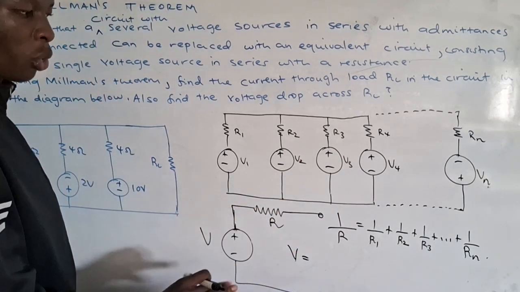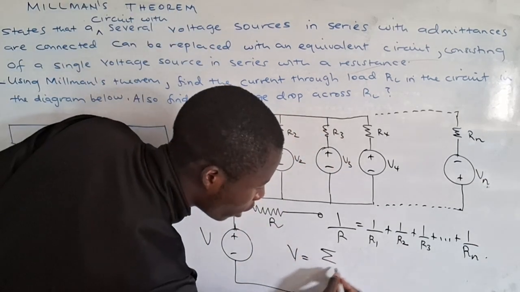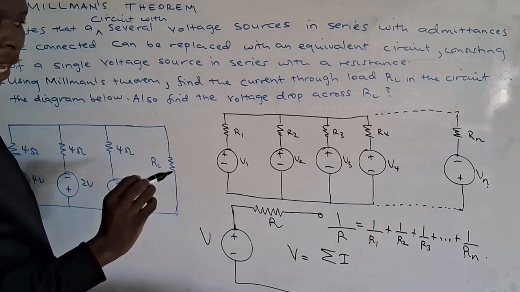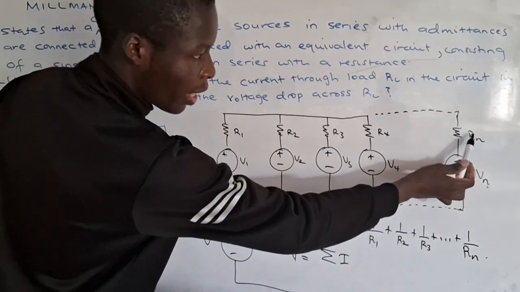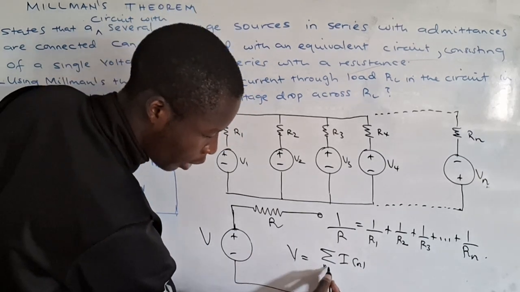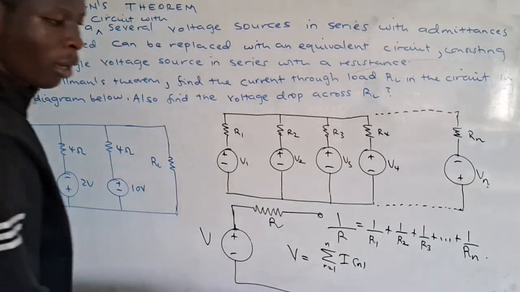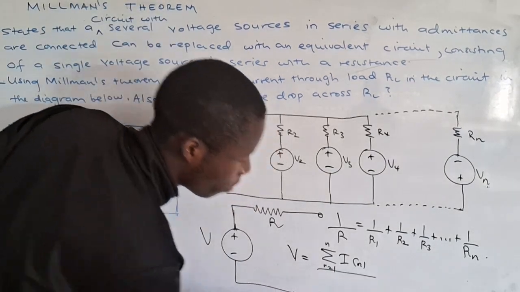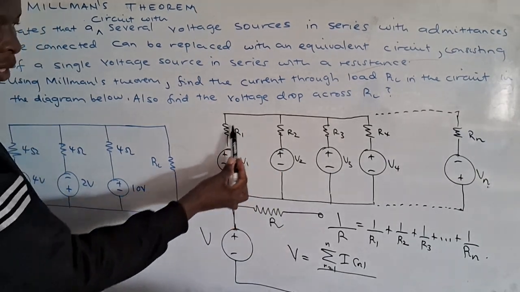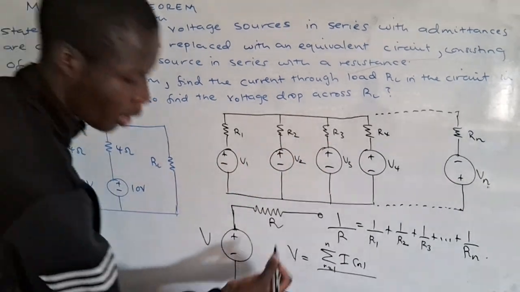Likewise, this is how we are going to get the voltage. You add up the currents. So V is equal to the summation of the branch currents, up to In, from n equals 1 up to N, divided by the admittances, which is the reciprocal of the resistances.